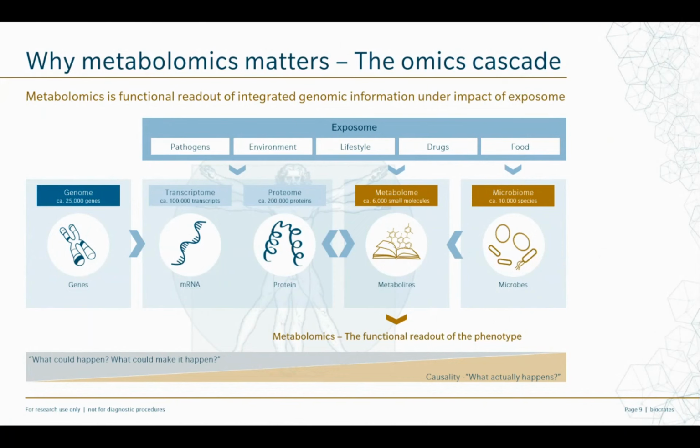The metabolome, in fact, integrates the genomic information and all the other influencing factors to provide a functional systemic readout of the present phenotype. And so, metabolomics is a powerful tool by which you can not only evaluate what could happen, such as the risk to develop a certain disease or the response to a particular therapy, but with metabolomics, you can especially assess causalities and the actual physiological outcome.